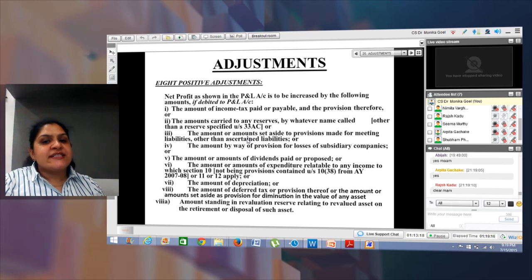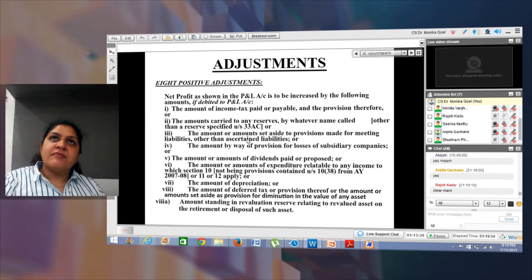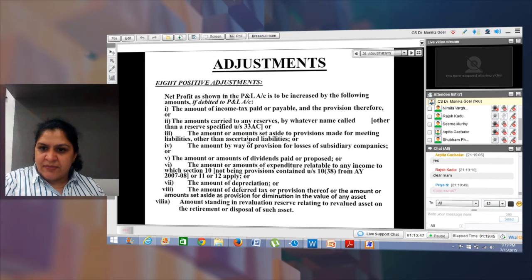Any amount which is set aside to provisions made for meeting liabilities other than ascertained liabilities. So any provision for unascertained liability has to be added back. Just remember, amount of income tax, amount transferred to reserve, any provision made for unascertained liability has to be added back. Any amount by way of provision for losses of subsidiary companies has to be added back. I would be taking a lot of examples.